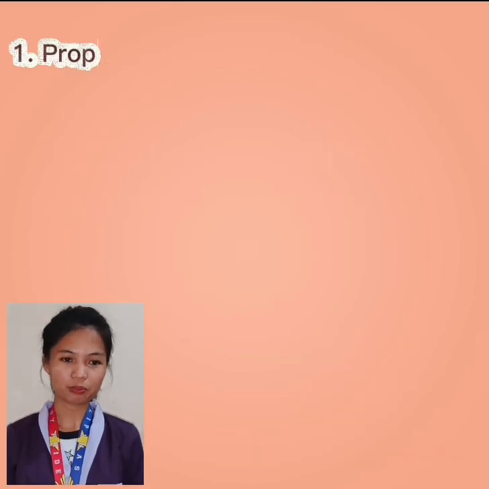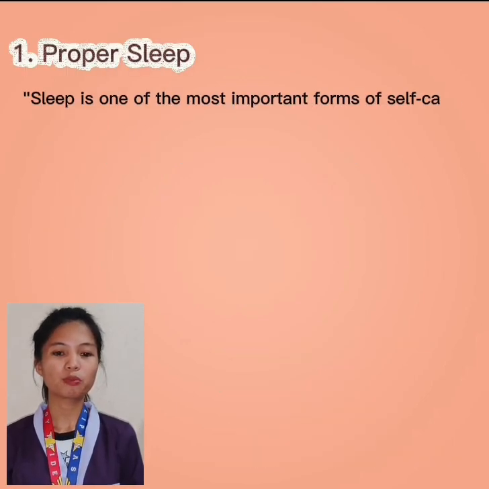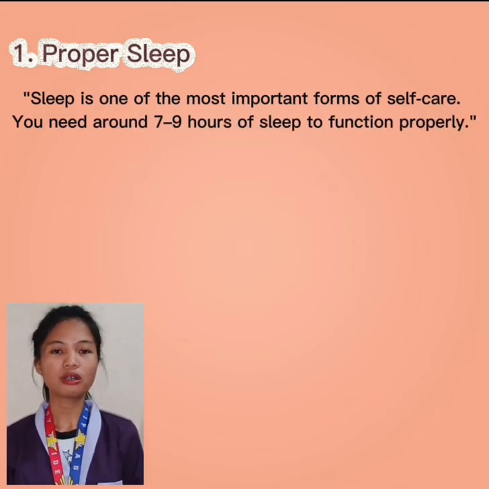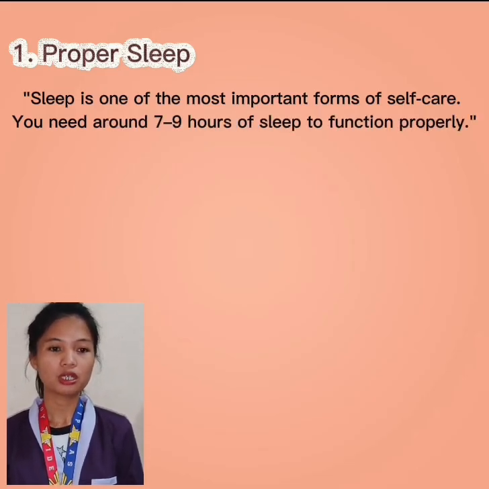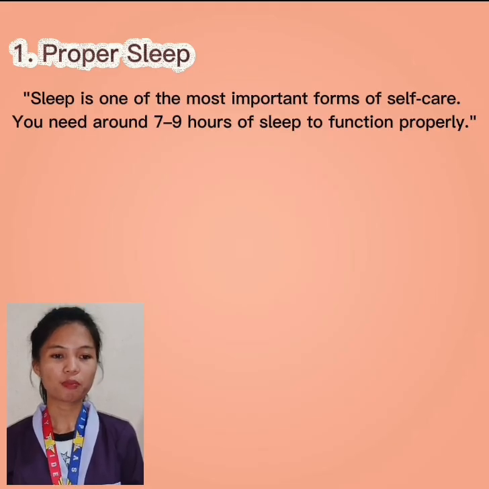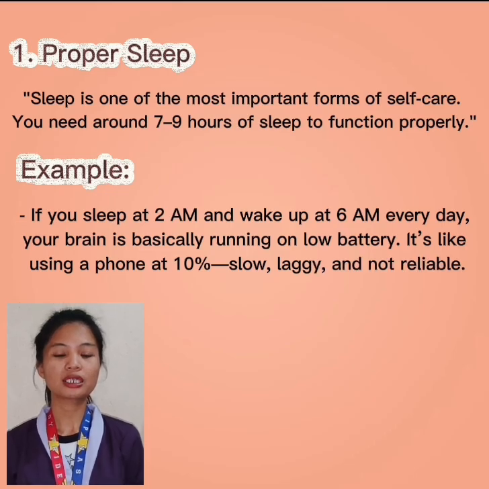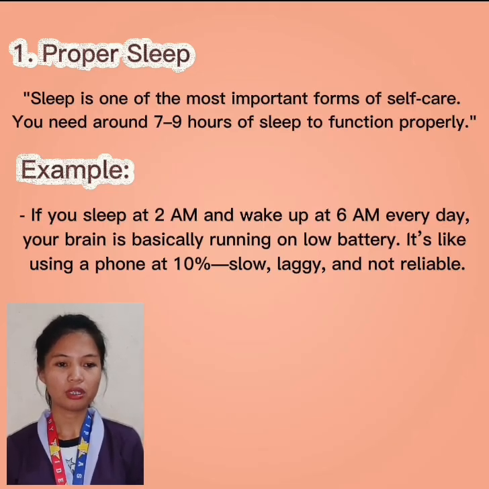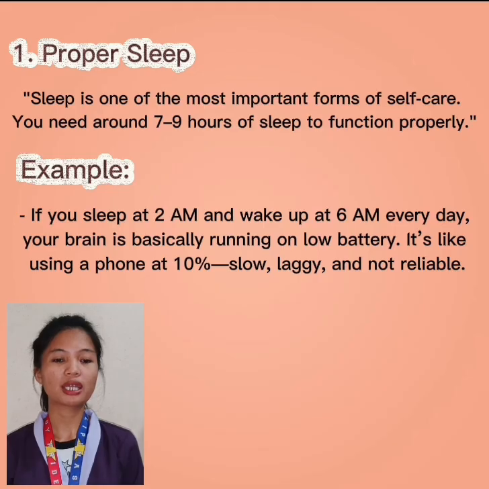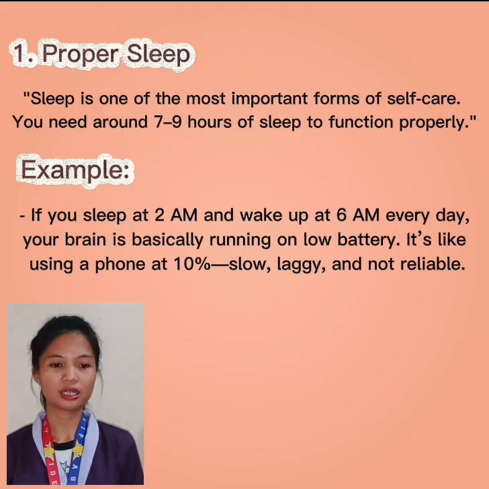First, proper sleep. Sleep is one of the most important forms of self-care. You need around 7 to 9 hours of sleep to function properly. Let's say for example, if you sleep at 2 a.m. and wake up at 6 a.m. every day, your brain is basically running low battery. It's like using a phone at 10%: slow, laggy, and not reliable. Instead of forcing yourself to study late at night, try sleeping earlier and waking up refreshed. You'll be surprised how much faster you can understand lessons when your mind is fully rested.